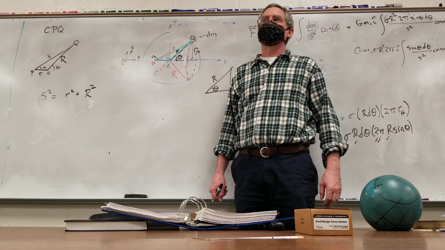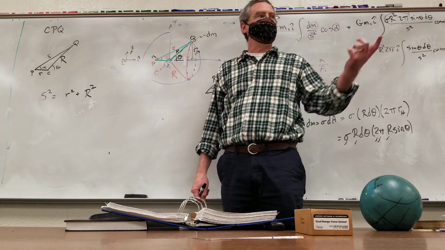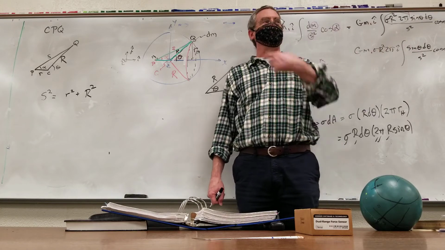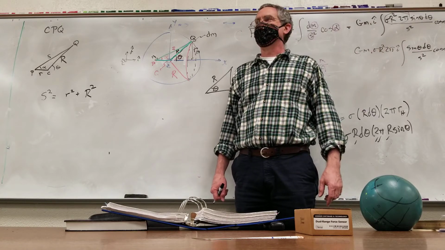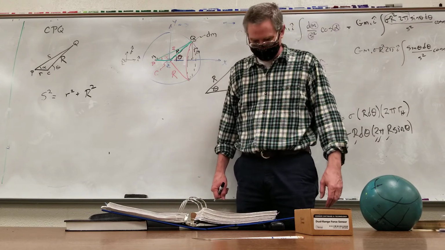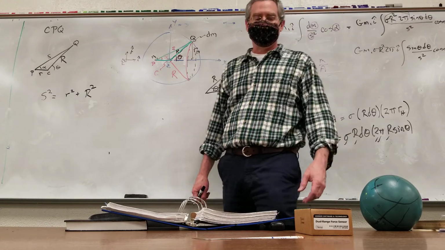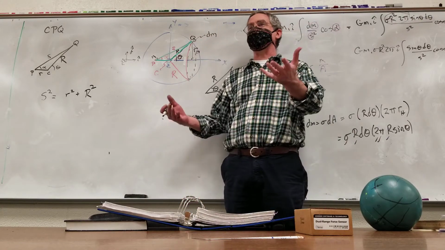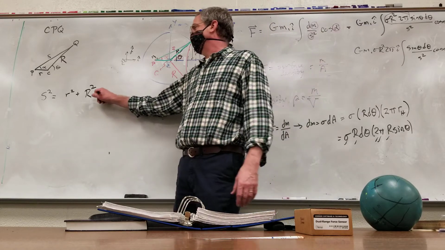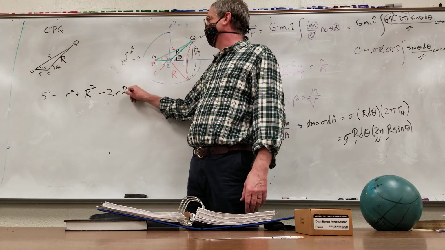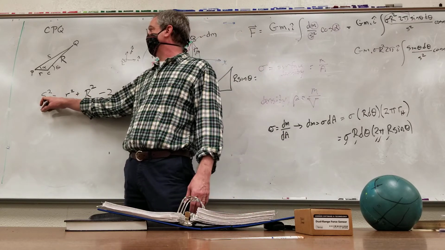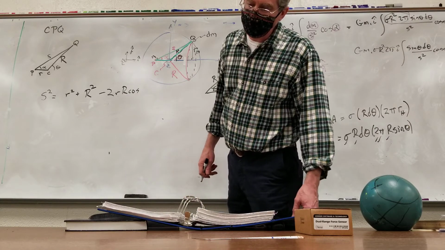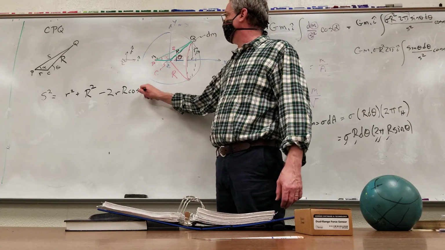Law of cosines. Flashback to law of sines, A over sine A is equal to B over sine B. It's the other one. Pythagorean theorem is a special case of law of cosines. So it's minus 2 little r big R cosine of whatever the angle is opposite of S, which is this one right here. Cosine of pi minus theta.